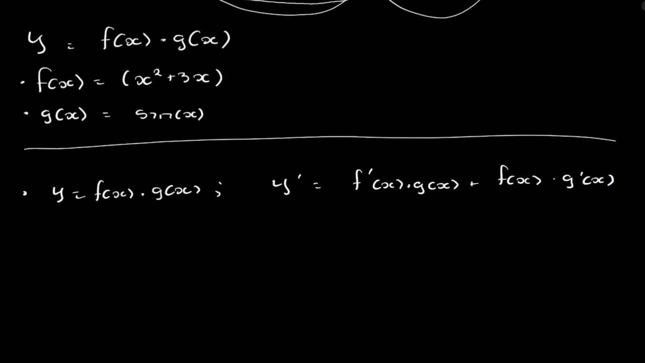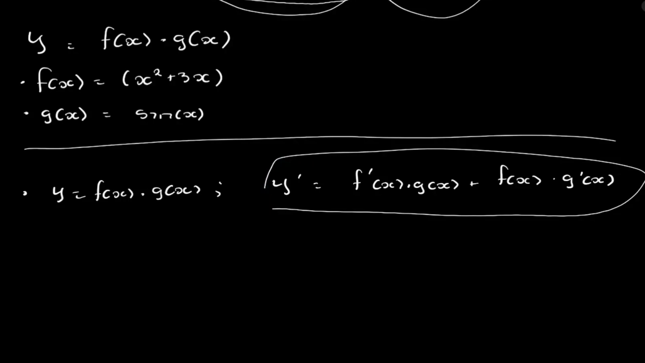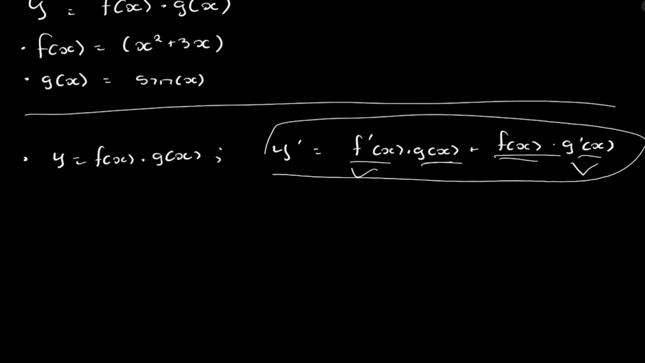So in this expression, we have four different terms. Out of these four different terms, two of them are already known, leaving us with f prime of x and g prime of x to determine. So that is where we should start right now. The first thing, f prime of x.